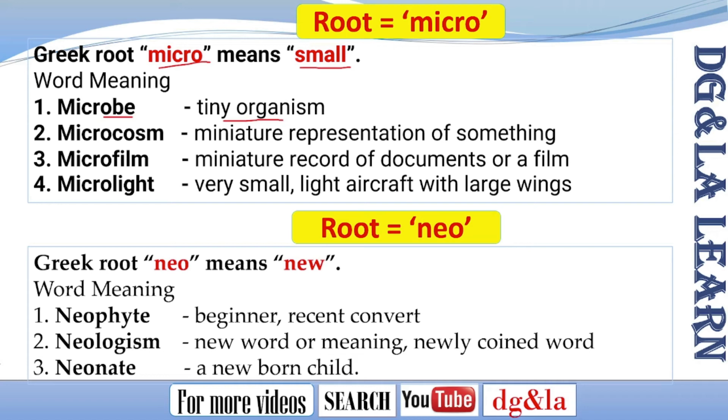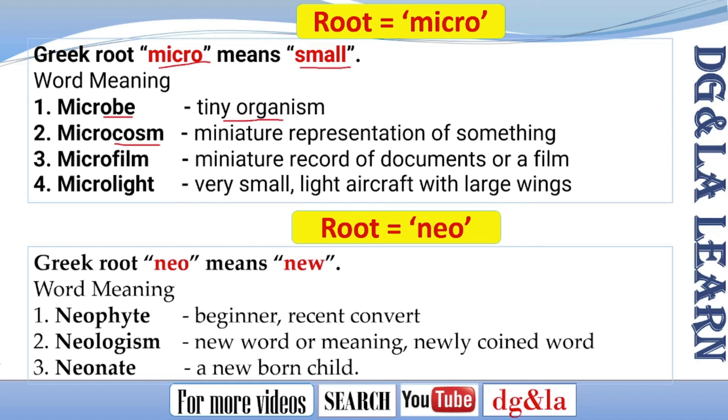The next one is microcosm, which is a miniature representation of something. We might have seen the miniature creations, the art. So all those come under the microcosm. It could be a small artificial representation of the universe or something related to the human body, a person, could be anything. So all those come under microcosm.